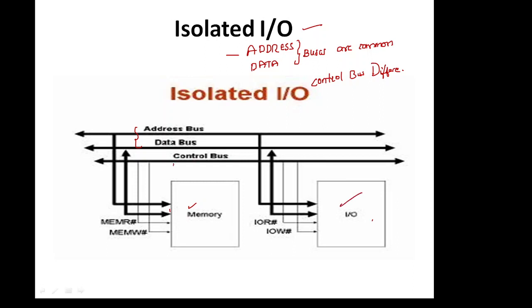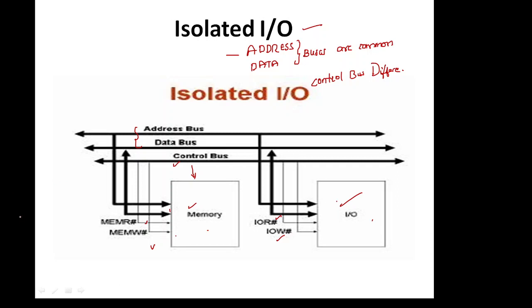Here, what are the control signals for memory? Memory read and memory write. What are the control signals for IO? Here, IO read and IO write. So the control signals for memory are different, that is memory read and memory write, and the control signals for IO are different, that is IO read and IO write.